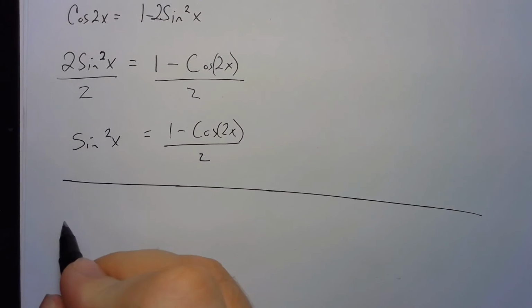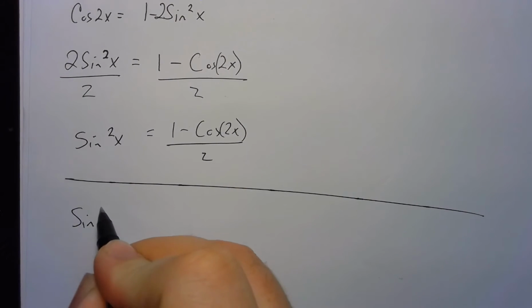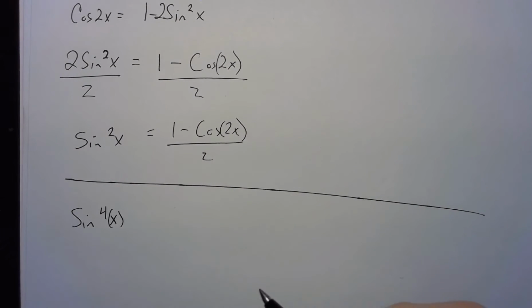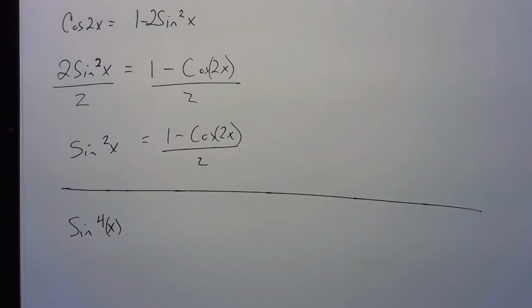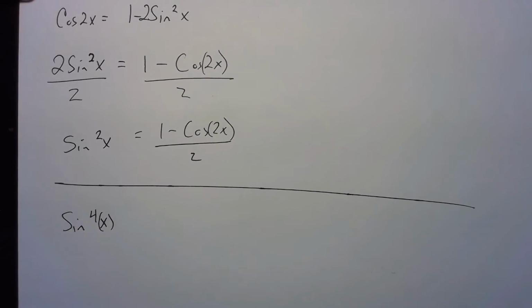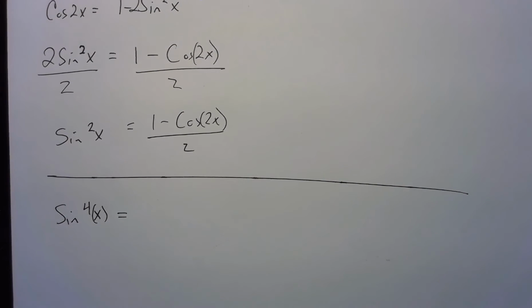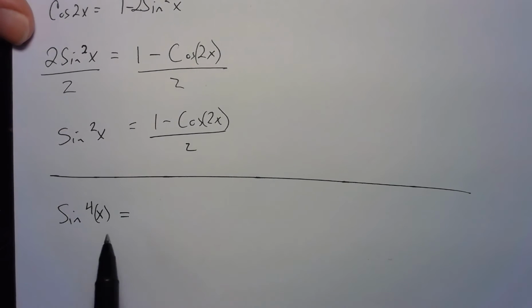Now, the last kind of question that you might be asked when dealing with power-reducing identities comes with the concept of writing the fourth power of sine of x such that it does not contain any power of trigonometric functions greater than 1. So again, the question is, write this into something else such that it doesn't have a power of any trig function greater than 1.